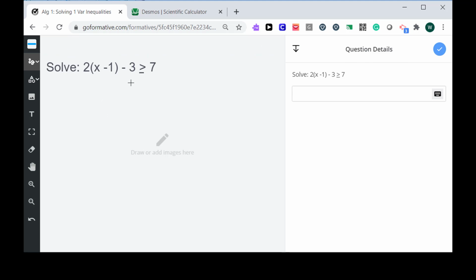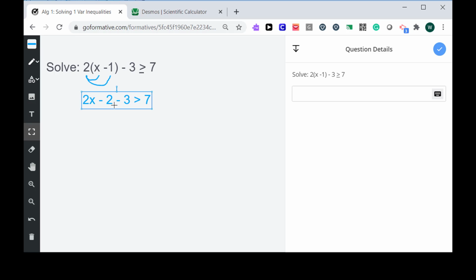Here I have an inequality and I see I have parentheses. So my first step will be to eliminate parentheses. So basically I'm going to multiply 2 times 1x. Please remember there's an invisible 1 right here, so this is 1x. So 2 times 1x is 2x. And then 2 times negative 1 is negative 2. We're going to bring down the negative 3. And we're going to write the inequality sign, which is greater than. And then we'll bring down the 7.